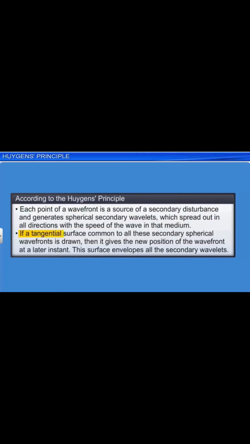If a tangential surface common to all these secondary spherical wavefronts is drawn, then it gives the new position of the wavefront at a later instant. This surface envelopes all the secondary wavelets.